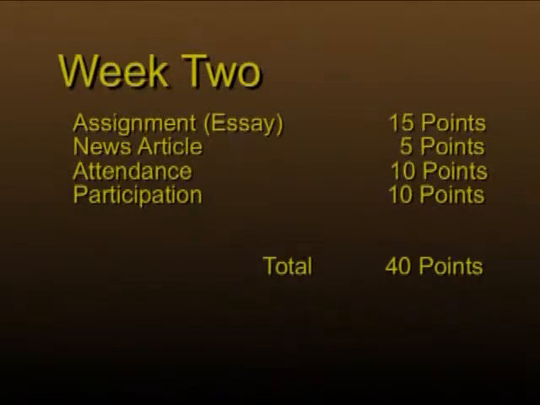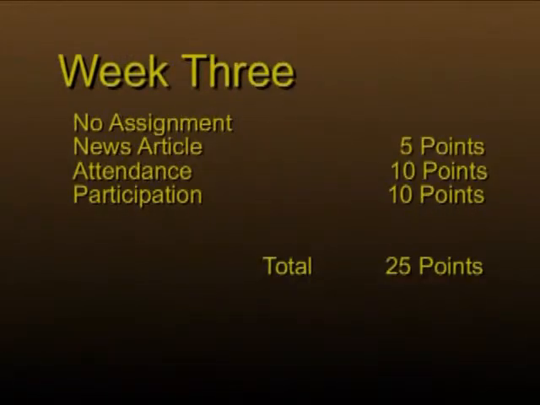In week 2, you'll be turning in a short essay about the macro environment. That's worth up to 15 points. You'll hand in your news article for 5 points. Attendance will count as 10 points. You can earn up to 10 points for participation, making the total for week 2 up to 40 points. For week 3, there's no written assignment, but the news article, attendance, and participation can total up to 25 points. Week 4 is the same as week 3. There's no written assignment, but the news article, attendance, and participation can total up to 25 points.